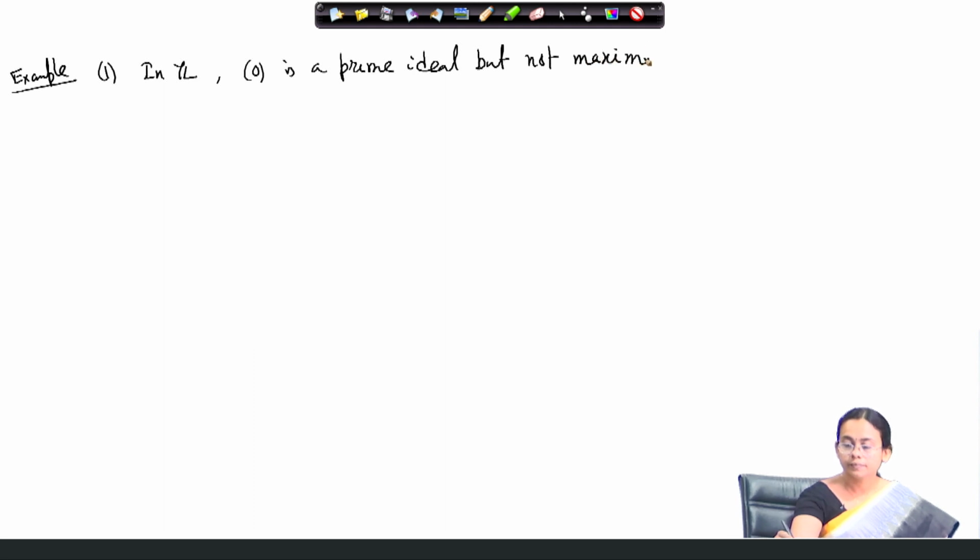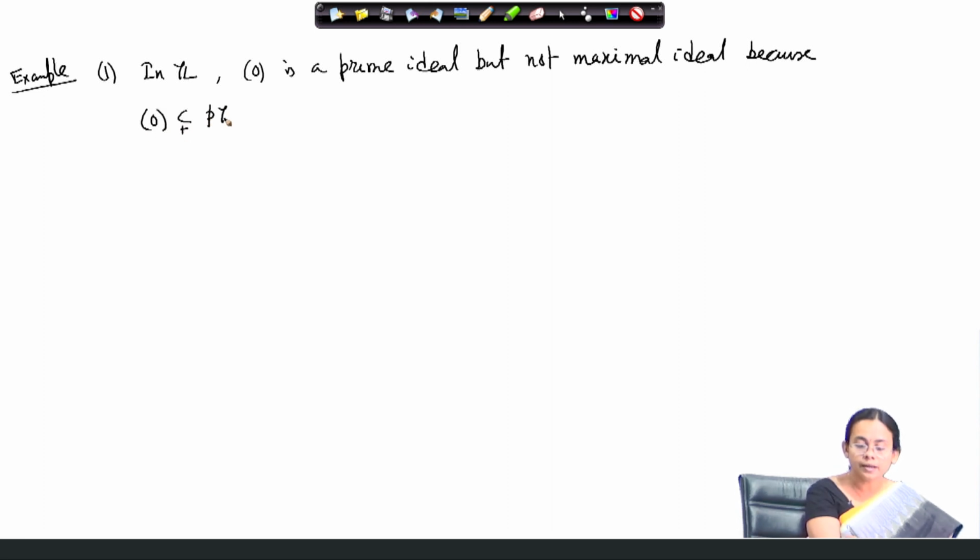because this ideal 0 is contained inside any ideal pZ where p is prime, all these are proper ideals, right. So, in terms of containment 0 is not maximal, because if you consider any non-zero number, that ideal will always contain 0. Therefore, 0 is a prime ideal which is not a maximal ideal.